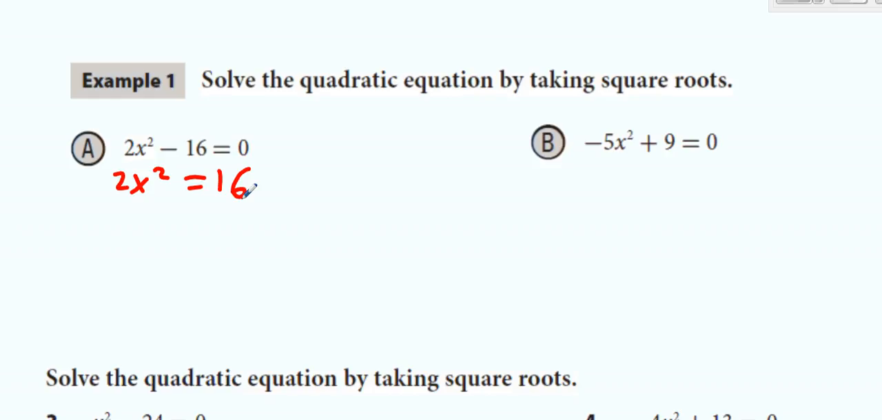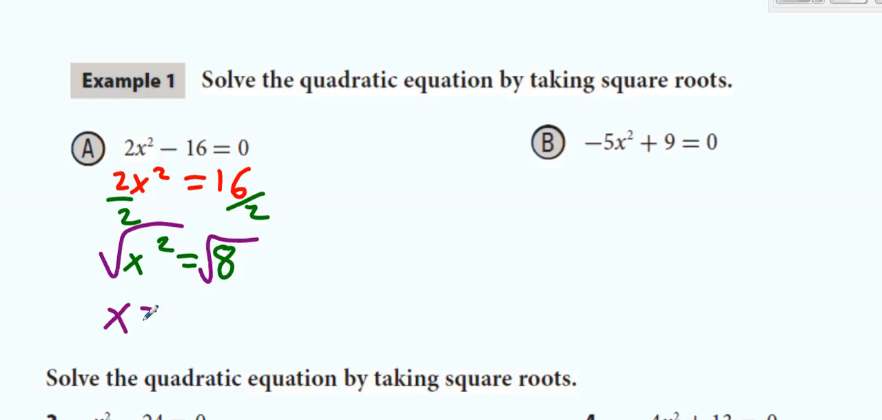And then we got to get rid of the 2. So we're going to divide by 2. And then we're trying to get rid of the squared. So we take the square root. And you have to remember to do plus or minus.